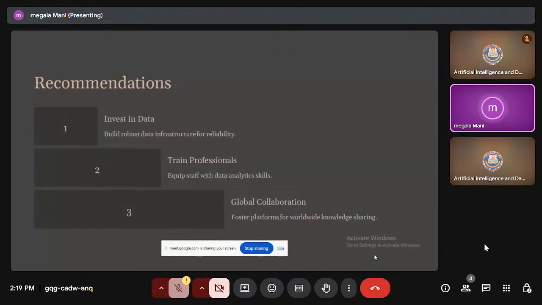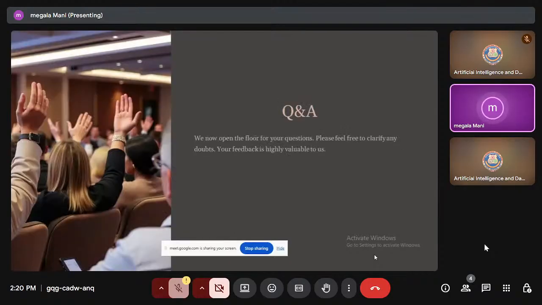So these are some recommendations. Invest in data, based on robust data infrastructure, reliability and trends. Train professionals and build global collaborations. So this is the section for predictive analytics.